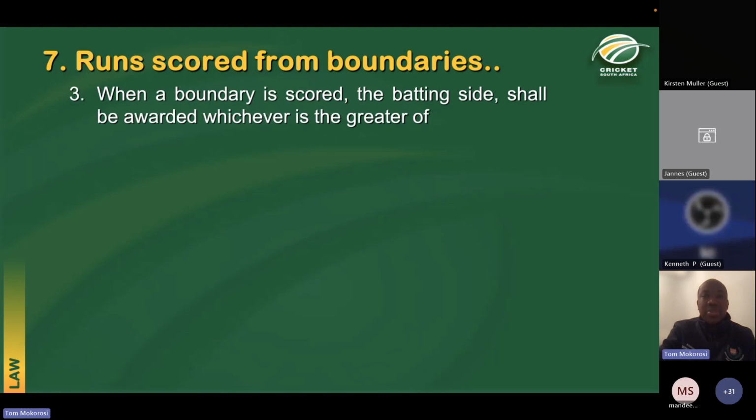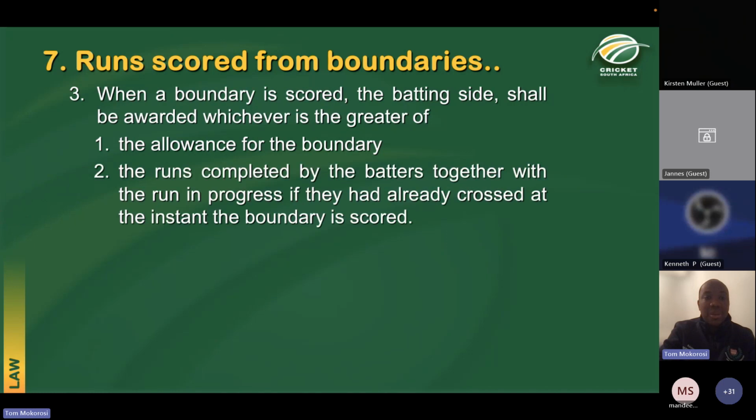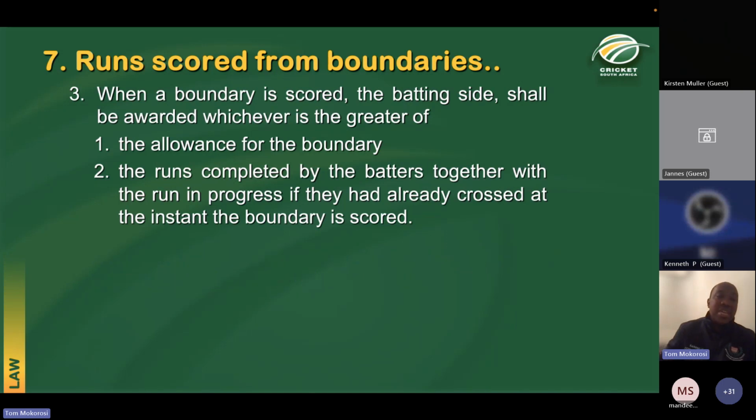When a boundary is scored, the batting side shall be awarded whichever is the greater of the allowance for the boundary and the runs completed by the batters together with the run in progress if they had already crossed at the instant the boundary is scored. So what does that mean?